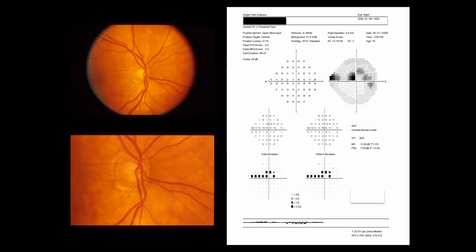This is a visual field of the right eye of a patient. I don't have the information of the patient. I only have the date of birth. The reliability indices, it seems reliable. Fixation loss is 0, false positive is 0, false negative is only 3%.